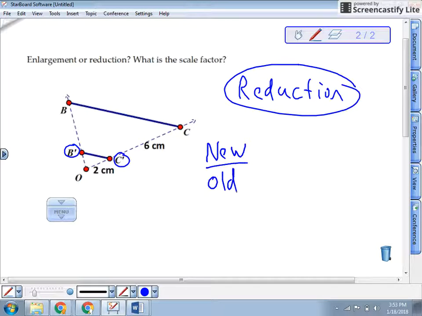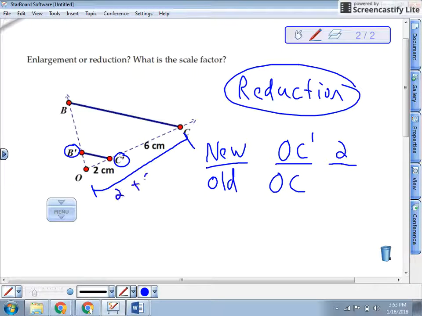So when we look at this example, our new is from the center. I'm going to use this side, O to C. So O to C prime is our new, and then our old is obviously O to C. So what are those values? O to C prime is 2. O to C. Now this is where you've got to be careful. A lot of people want to put 6, but it's this whole distance. So it's 2 plus 6. So this whole thing is 8. So we put 8 on the bottom. We've got a fraction. We want to reduce that. So 2 over 8 actually reduces to 1/4. So there is our scale factor. It's 1/4 the size of the original.